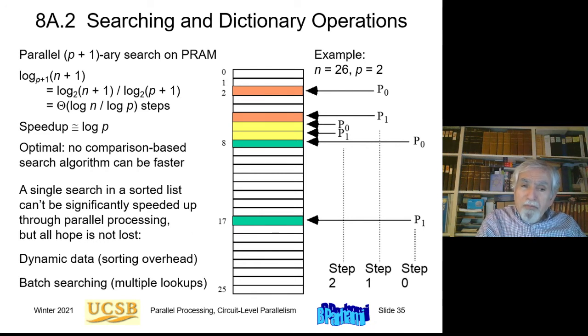However, if we have dynamic data, and dynamic data basically changes so that the sorted order can get messed up, we have to resort, then we can do that resorting much faster with multiple processors, and therefore the advantage will be more. Or if we have batch searching, and we'll talk about that later, multiple lookups done at the same time can be speeded up through pipelining, and we'll see an example of that in a few minutes.